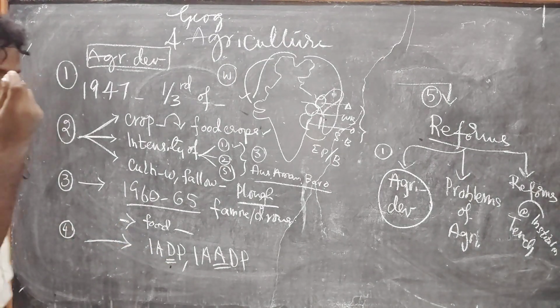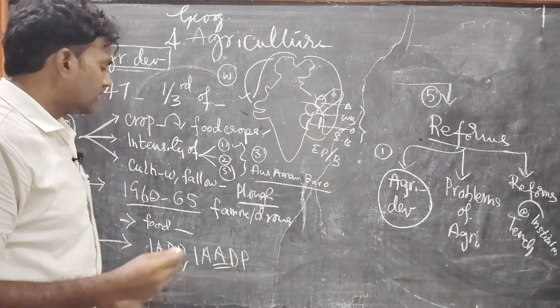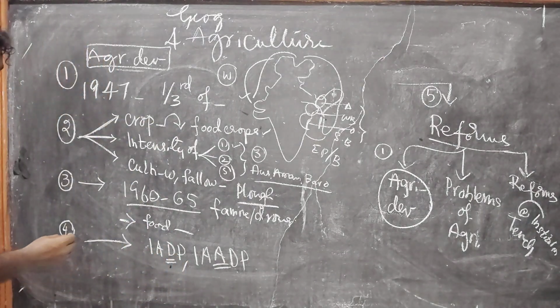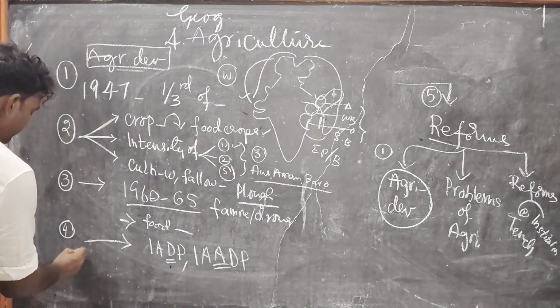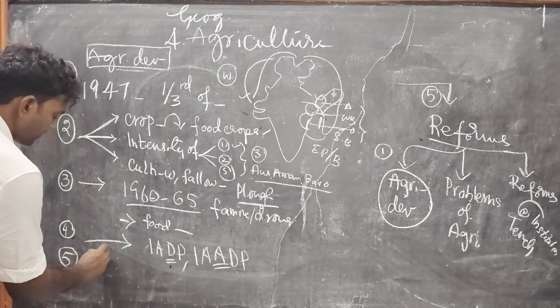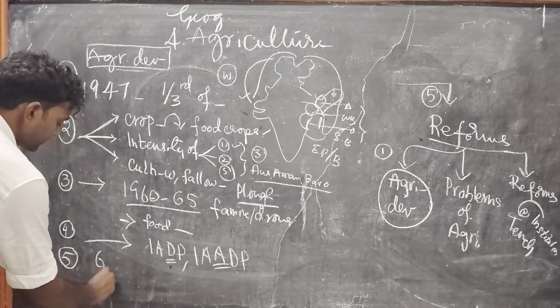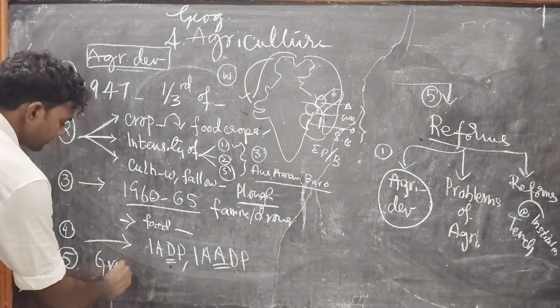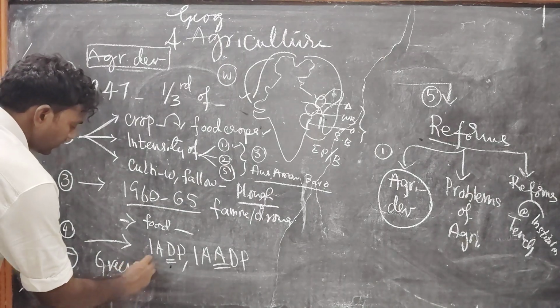Again, there is no progress. What happened? It's a very interesting topic. That is the fifth one: Green Revolution, Yellow Revolution.